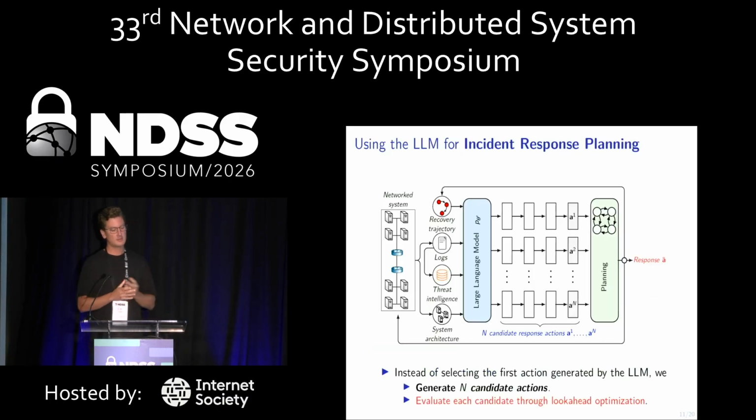So this is a little bit involved method with all the details available in the paper. But the main innovation is that during each stage of planning, instead of just generating a single response action, we generate n different response actions, where n is a configuration parameter. And for each of those generated actions, we do a form of lookahead evaluation, where we evaluate, okay, if we take this action, what is the expected impact on the system in terms of the service availability and in terms of how we will get closer towards recovering from the incident.